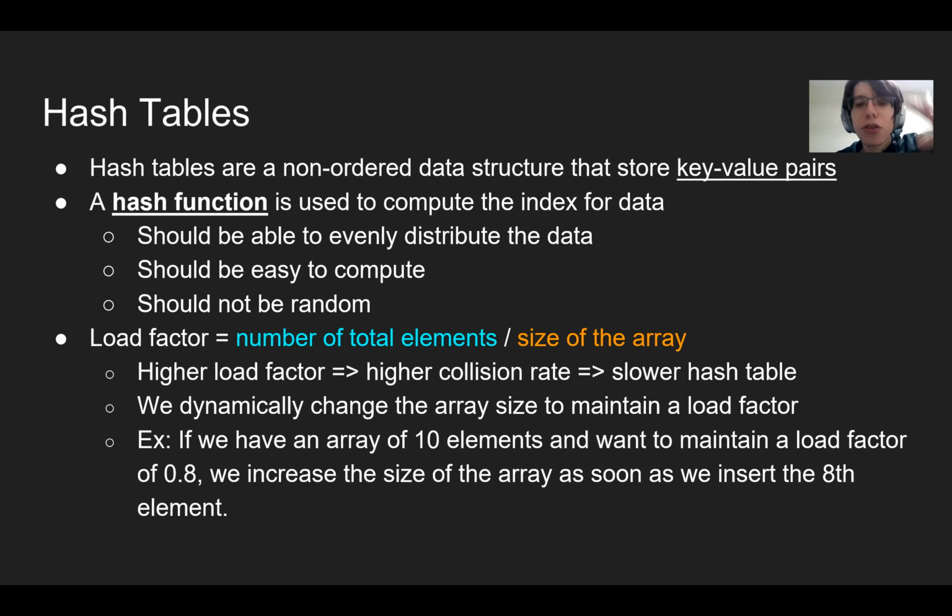And remember, the load factor is the number of elements divided by the size of the array. A higher load factor means a higher collision rate, and it's a slower hash table, because if you think about it, a higher load factor means that you have on average more elements before you have to rehash, right? So for example, if I have a load factor of 0.9, then even though on average it's less than one element per bucket, in practice I'm going to expect there to be some collisions, right?